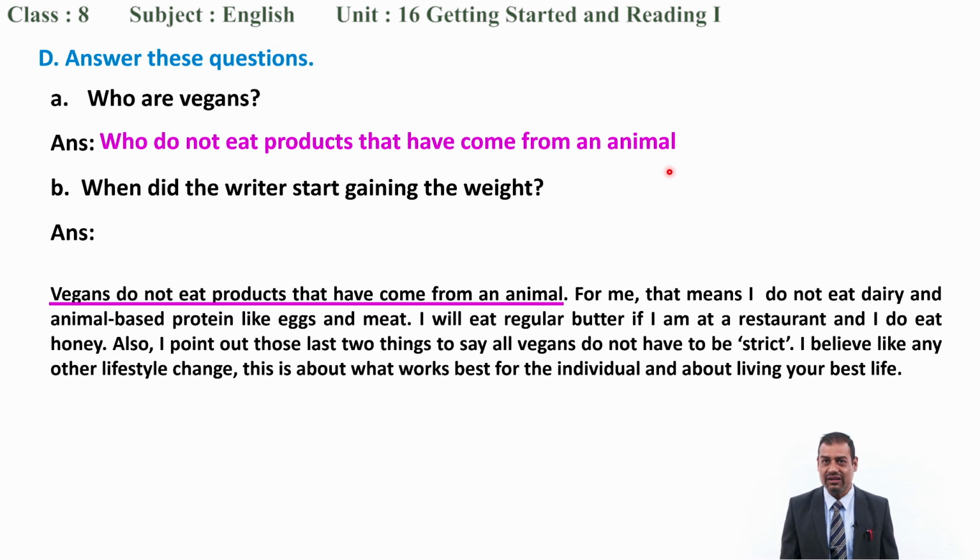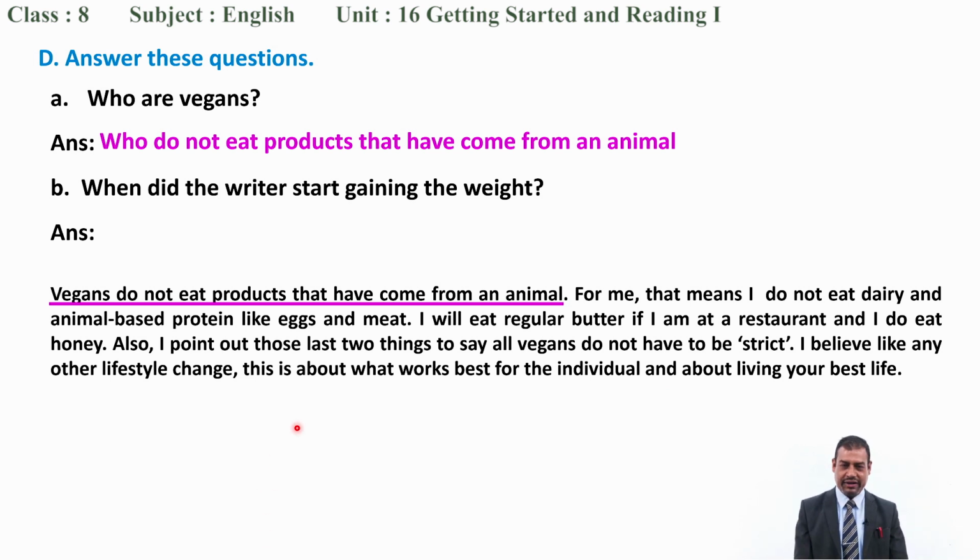from an animal. And see, in your comprehension answer, you don't need to write a complete full sentence. You can write down only the main ideas that are sought by the question. Okay, is that clear? So, vegan means people who do not eat products that have come from an animal. All right, if you understand, that's fine.